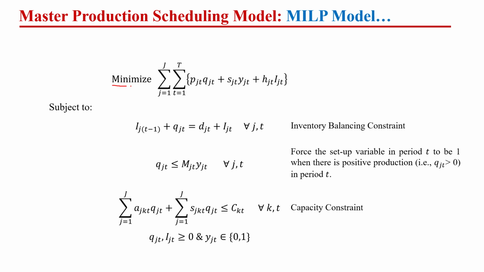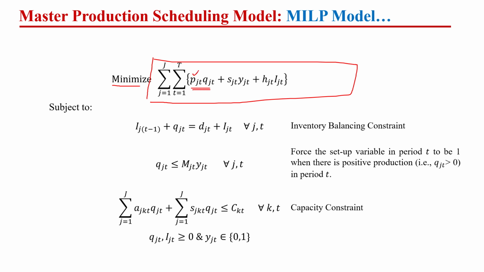That is, we are going to minimize the total cost. What is the cost? This is the total production cost, because PJ is representing the unit production cost, and this is the quantity of product J we are producing in time period T. So this is the total production cost, and this is the total setup cost. This is the per unit setup cost of product J during time period T.